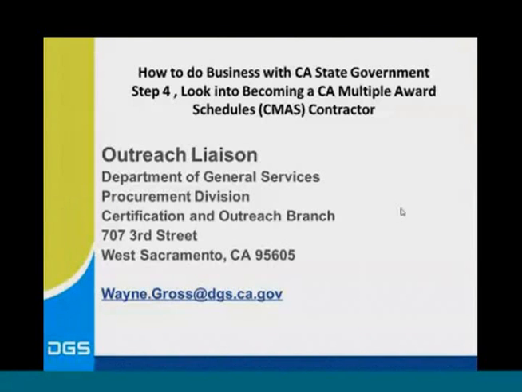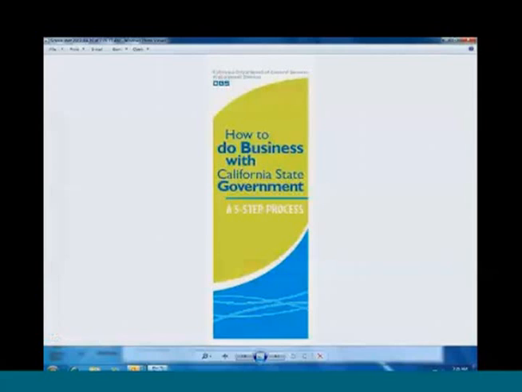My name is Wayne Gross. I am an outreach liaison with the Certification and Outreach Branch. Today's webinar is entitled Step 4, California Multiple Award Schedule, or CMAS. This webinar is based on our brochure, How to Do Business with California State Government, a 5-step process.